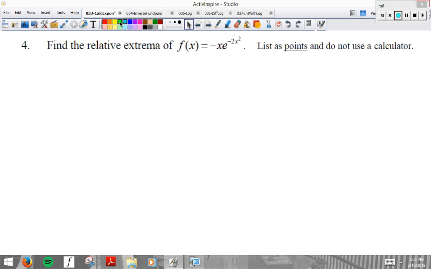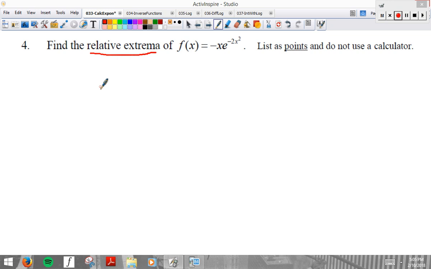Last, for this video, find the relative extrema of this. Points. No calculator. In fact, for the homework, I'm going to advocate again, make sure you're not using your calculator. That'd be pretty stupid. The whole point is that we're not using our calculators right now. The words relative extrema should make you think of one thing. How do we find relative extrema in calculus?